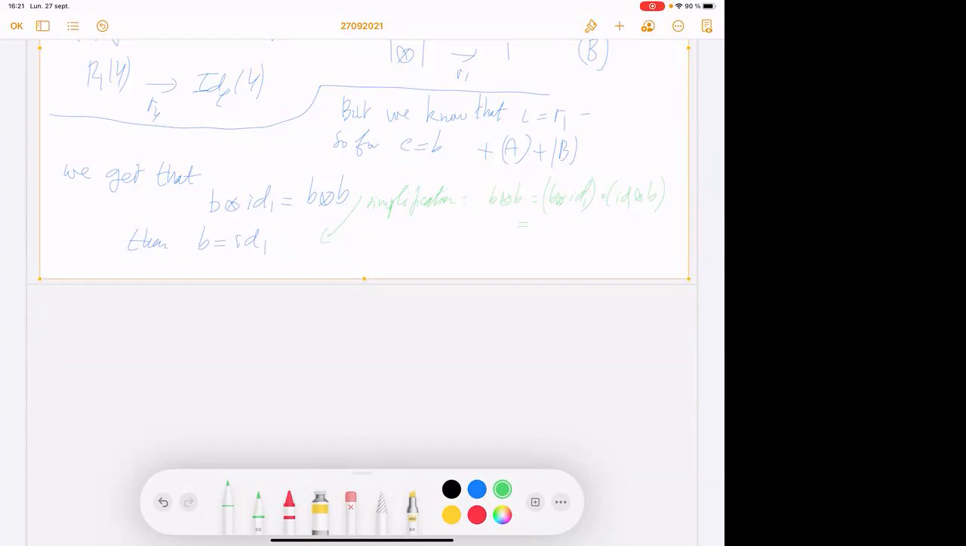B tensor B. And this is equal to. So by that, this is also equal to B tensor ID1 only.